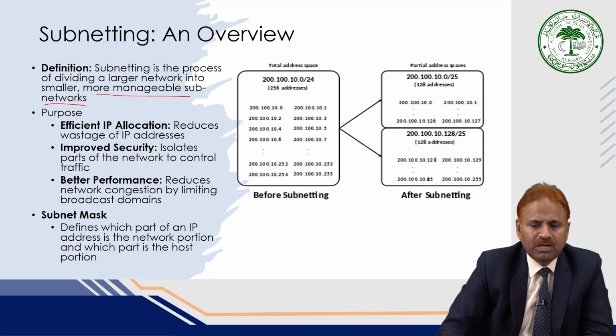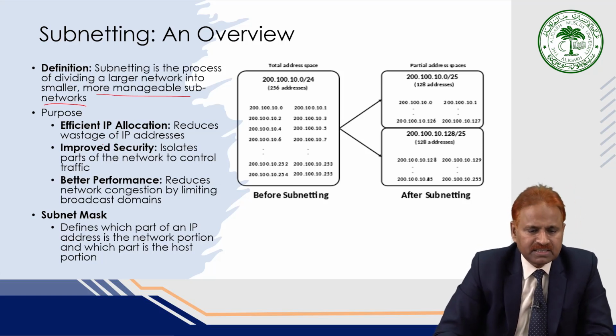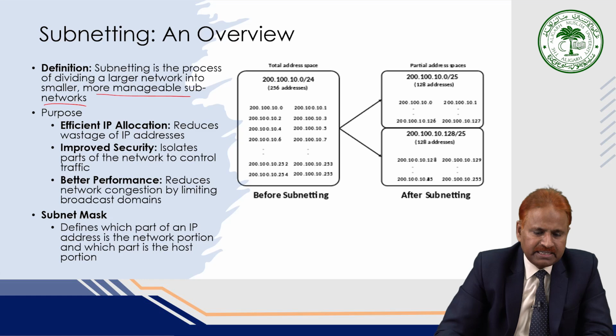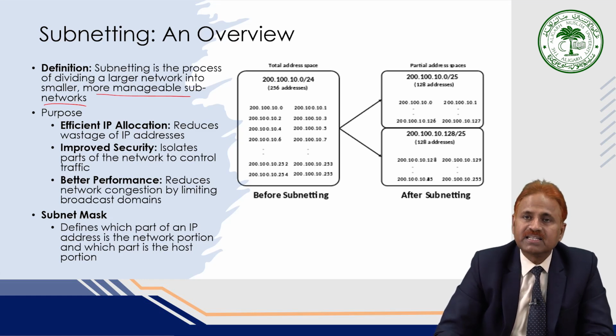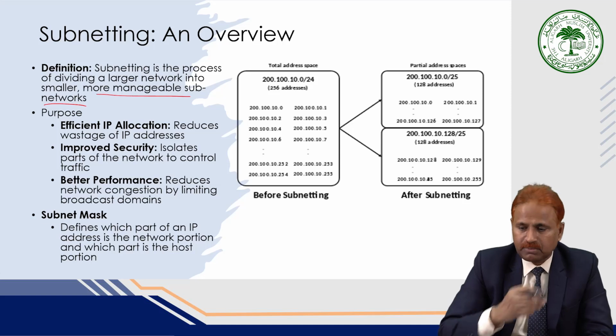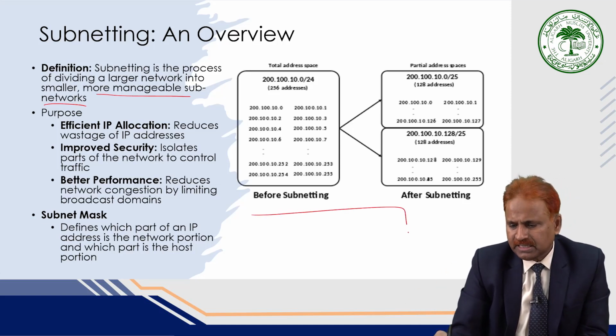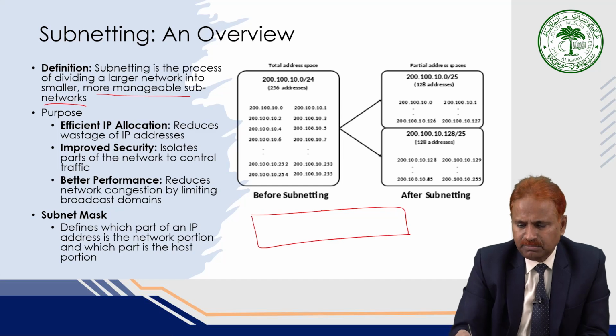So efficient IP allocation, it reduces the wastage of IP addresses, improves security, isolates parts of the network to control traffic, and gives better performance. It reduces network congestion by limiting broadcast domains. It defines which part of an IP address is the network portion and which part is the host portion basically. Say for example, I'm just telling you for example over here, you just see, say a class B address is there. What happens in a class B address?